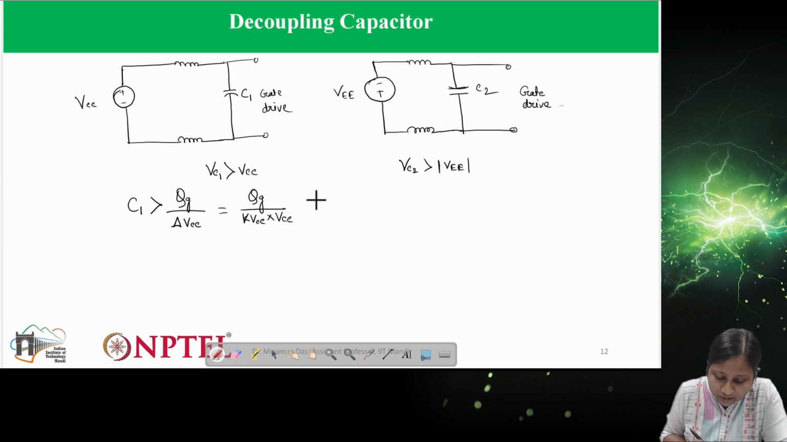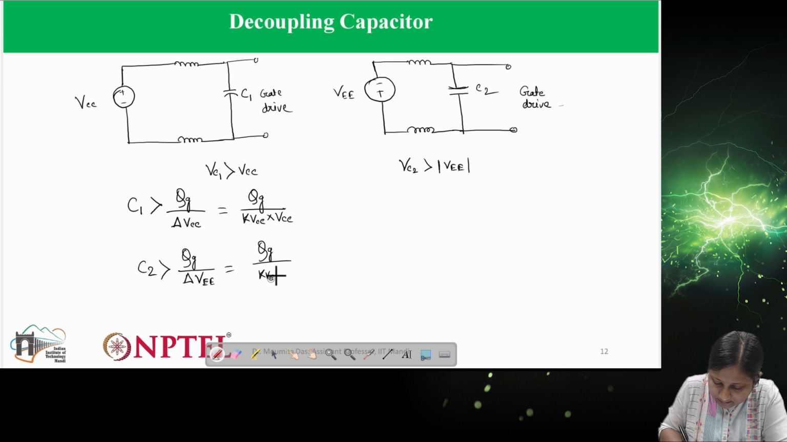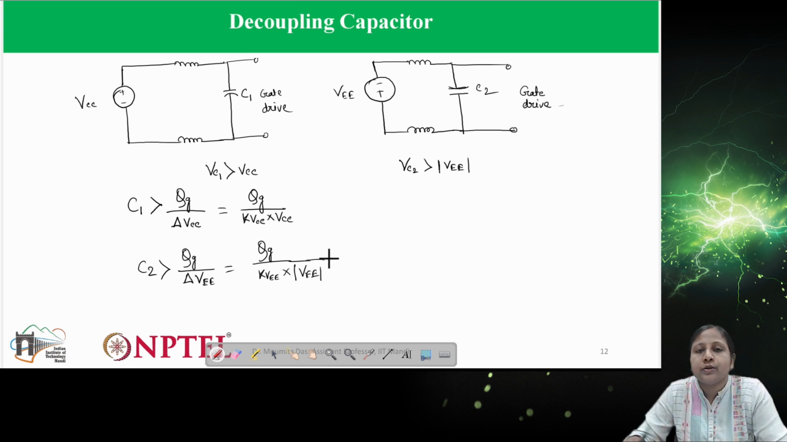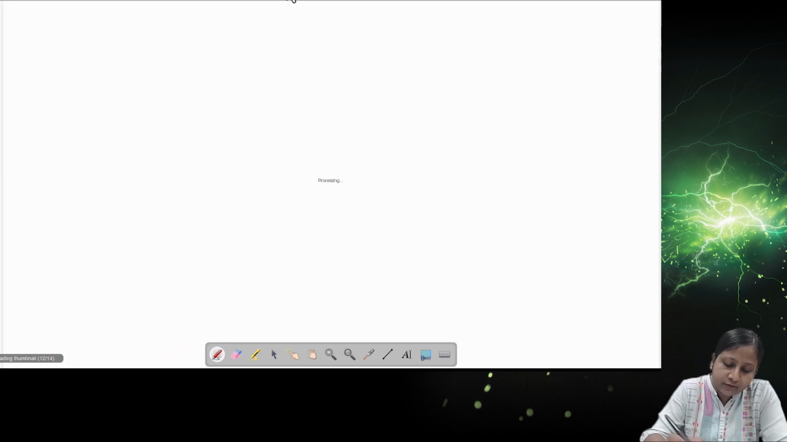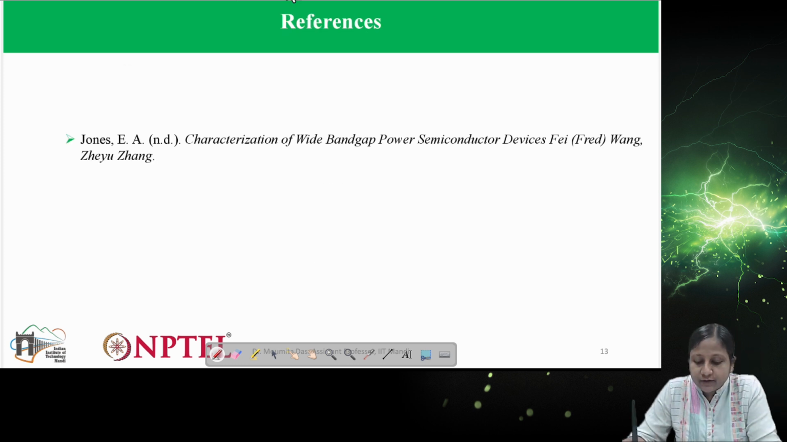From there the capacitance C1 can be calculated. Similarly, C2 can be calculated from the same equation, the only difference being that in place of VCC we use VEE, so this equals Qg divided by delta VEE. This is how you can select the decoupling capacitor value and rating. Okay, this is the reference for the different parameters of the gate drives. Thank you.